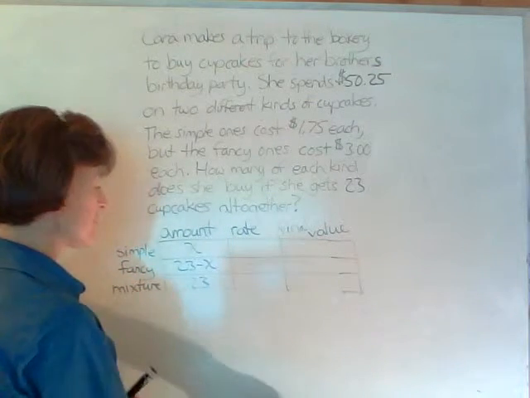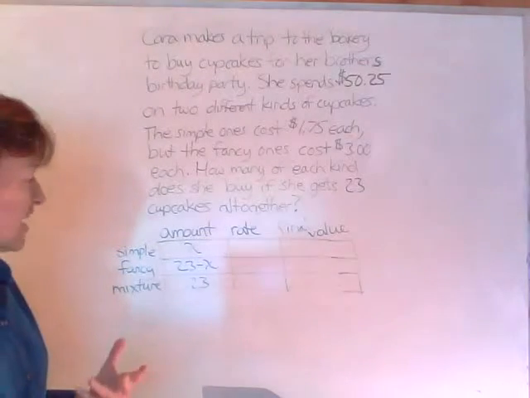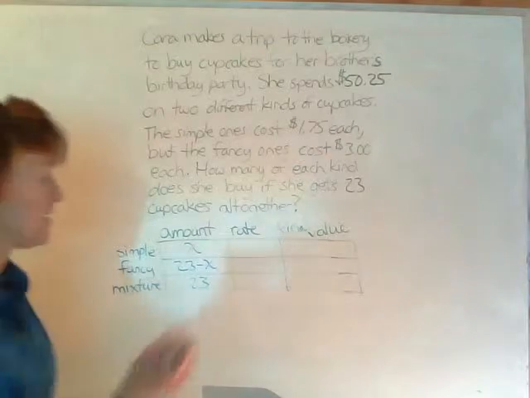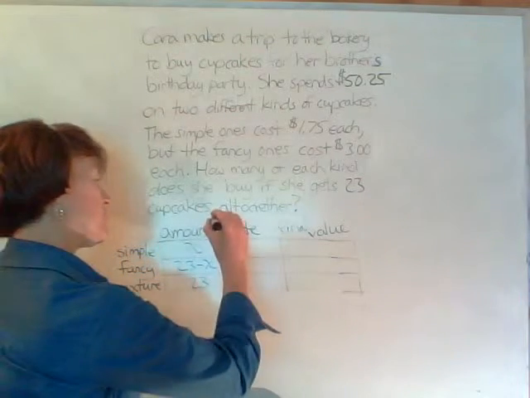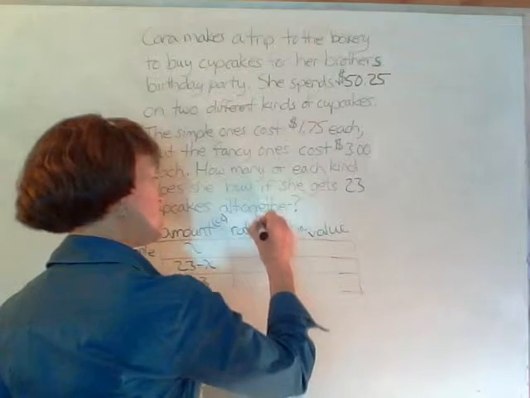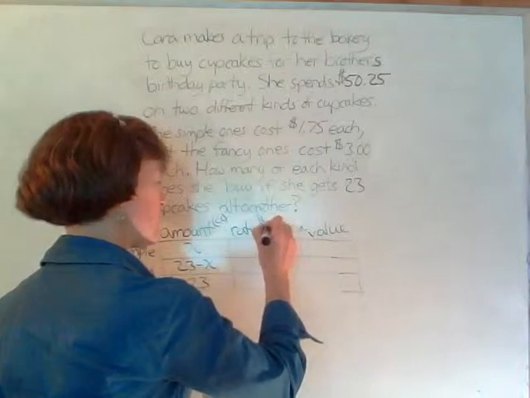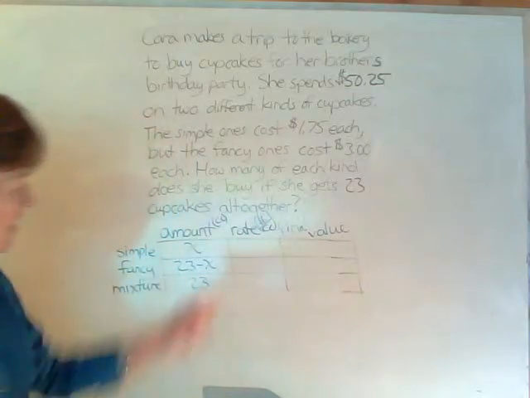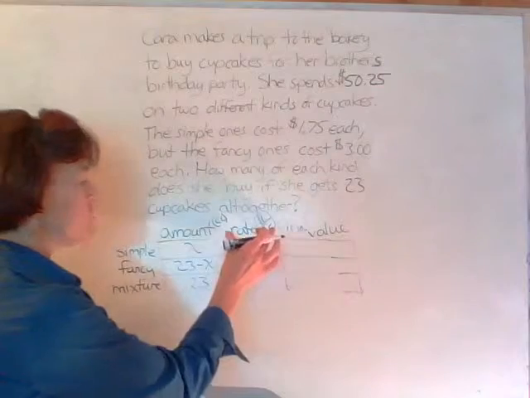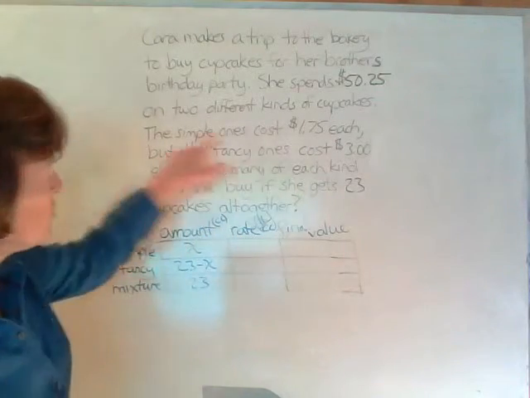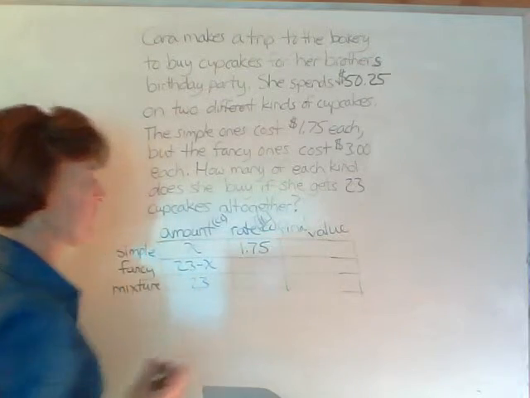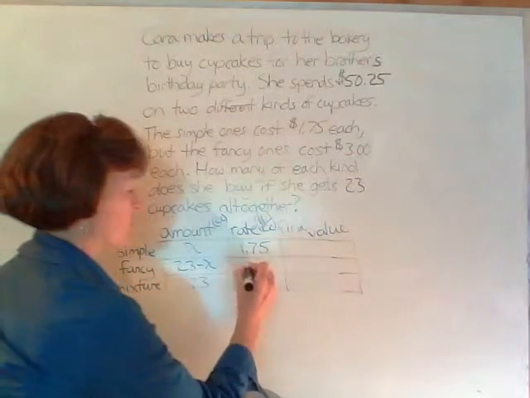Now the rate box is, in this case, dollars per cupcake. So the amount column tells me how many cupcakes I buy, and the rate tells me how many dollars per cupcake that I spend. I like to put my units for the columns above the columns. So dollars per cupcake: the simple ones cost $1.75 each, and the fancy ones cost $3 each.